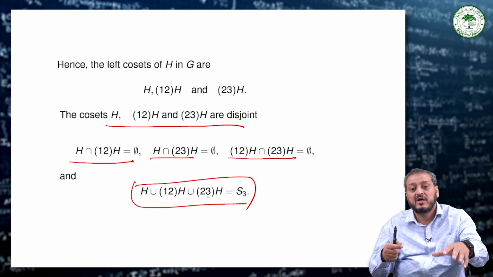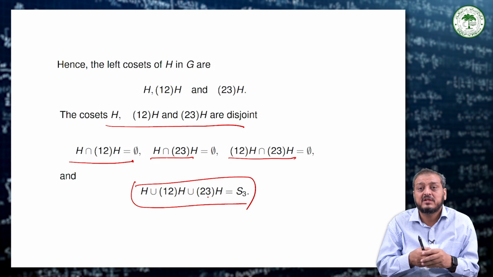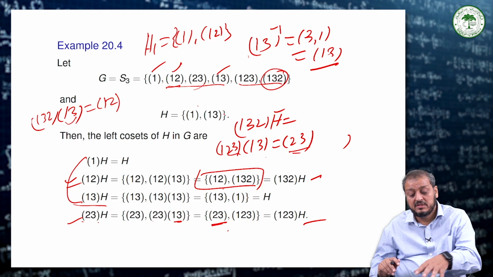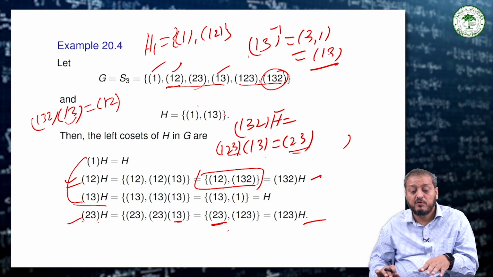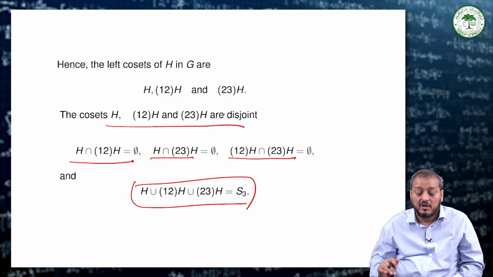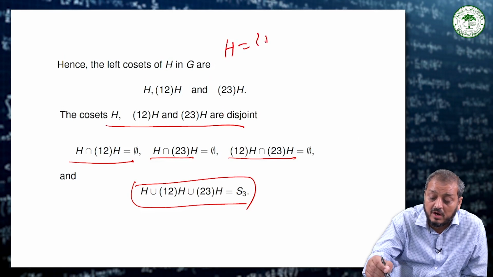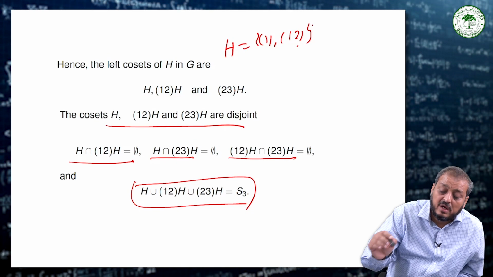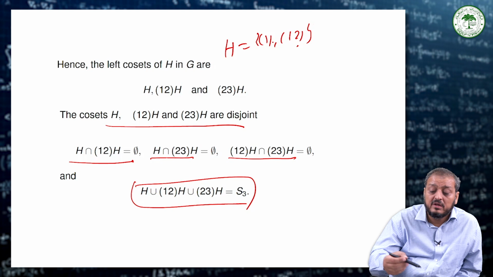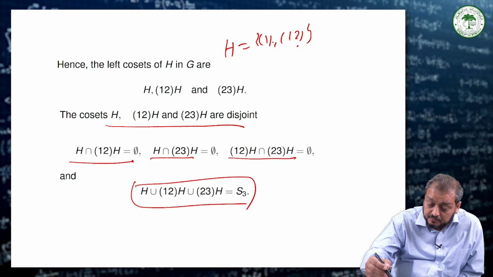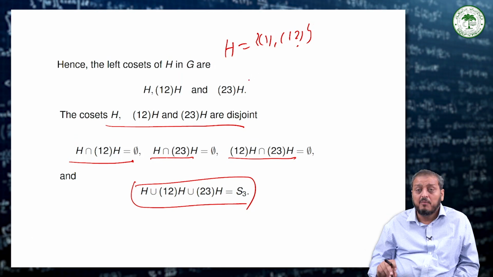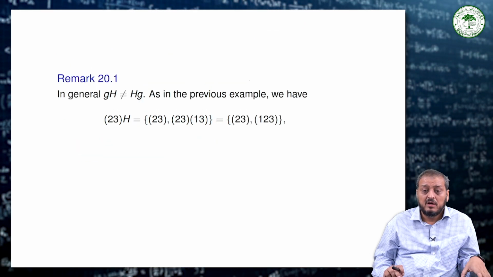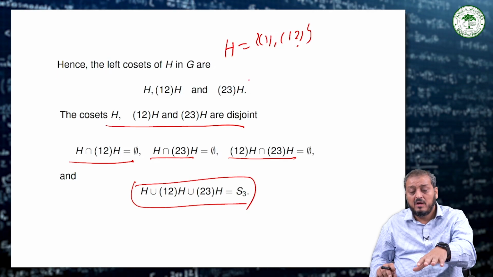So clearly we show that in this S3, H is equal to... we have a 1 3. So these are the permutations. Now I leave this for you to try: if H is equal to the identity and 1 2, then check whether, if you take the elements, it is in the form of disjoint cycles or not.